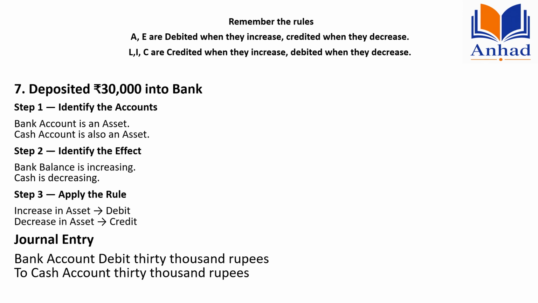Step 3. Apply the rule. An increase in an asset is debited. A decrease in an asset is credited. Journal entry. Bank account debit 30,000 rupees, to cash account 30,000 rupees.